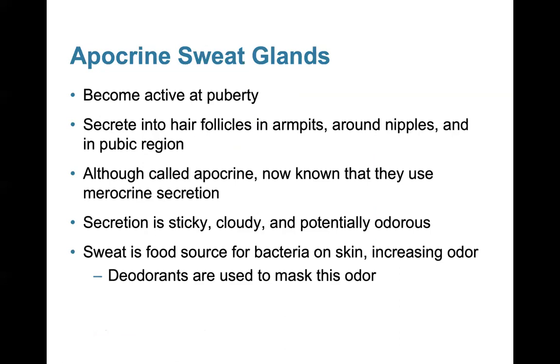Apocrine sweat glands become active at puberty. They secrete into the hair follicle in the armpits, around the nipples, and in the pubic region. Although called apocrine, it is now known that they use merocrine secretion. The secretion is sticky, cloudy, and potentially odorous. Sweat is a food source for bacteria on the skin, increasing odor, and typically deodorants are used to mask this odor.